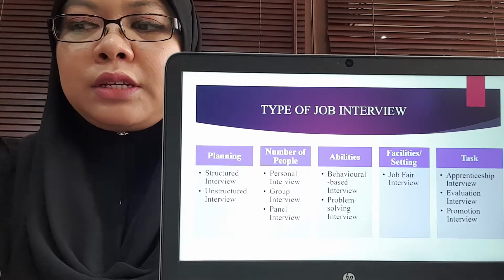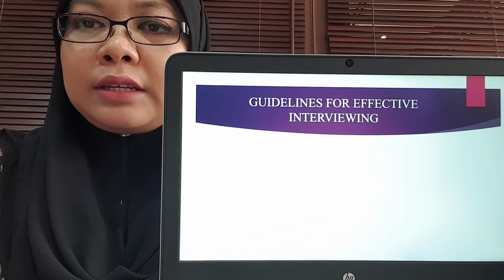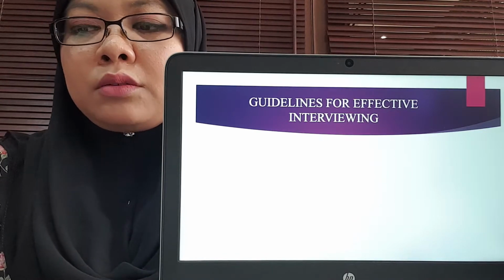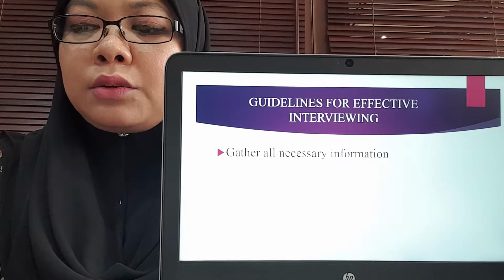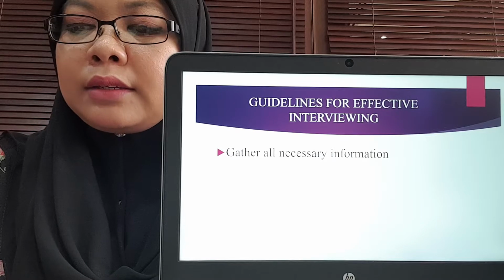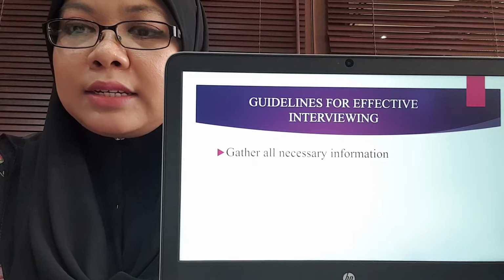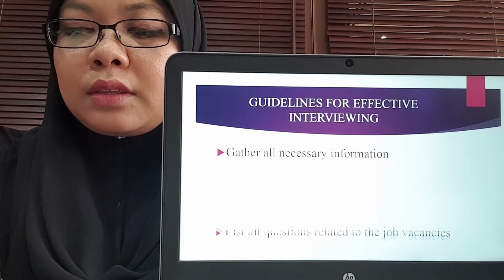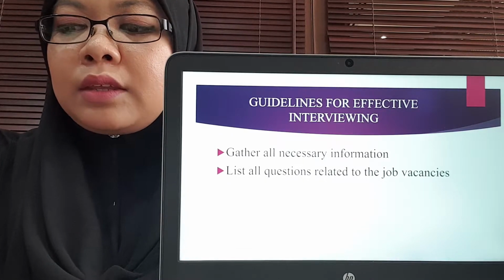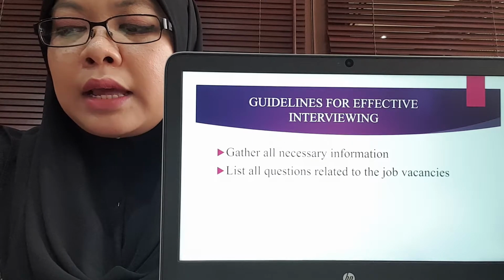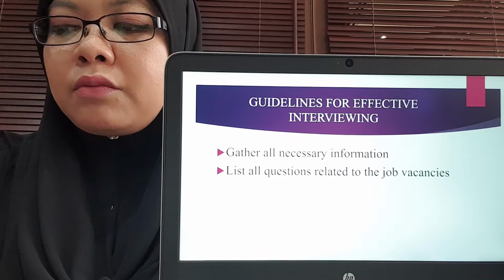Next, moving on to the next slide is guidelines for effective interviewing. First of all, we have to gather all necessary information so that we can be well informed of candidate's background, personal, education, skill, and ability. Next one is list all questions related to the job vacancies. This is done to get the right assessment about the candidate and ask about roles and responsibilities of the job.